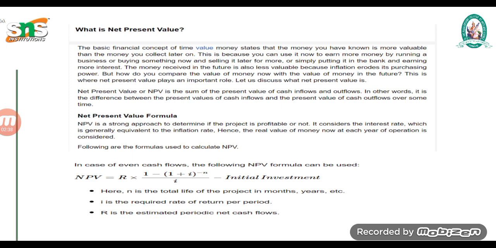Net present value is calculated by using a simple formula. NPV is equal to R into (1 minus (1 plus I) whole power minus N) divided by I, minus initial investment for a business, where N is the total life, that may be of a year, months, etc. I is the required rate of interest. R is the estimated period of net cash flow.